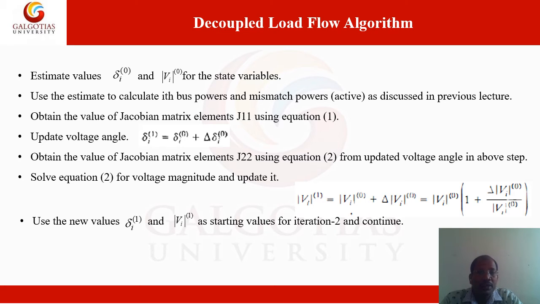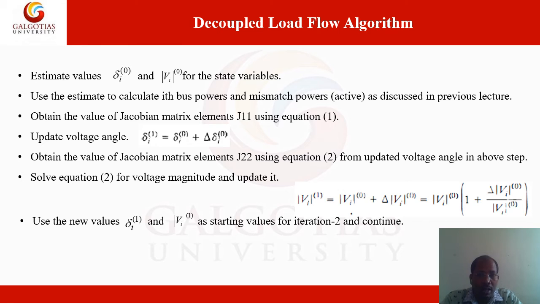Then we calculate the Jacobian matrix as given in equation 1. After the calculation of J11 and the active power mismatch, we calculate the voltage angle correction factor and then update it. This updated voltage angle is used in the calculation of the reactive power mismatch as well as J22. Using equation 2, we calculate the correction factor in voltage magnitude, and after that we update it.